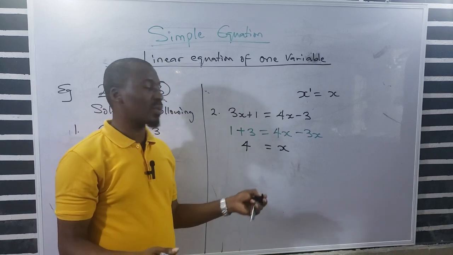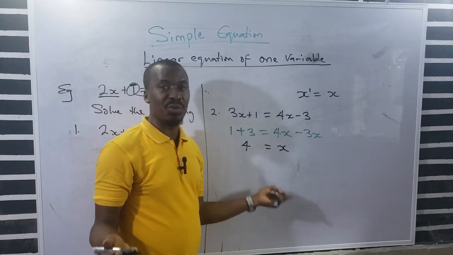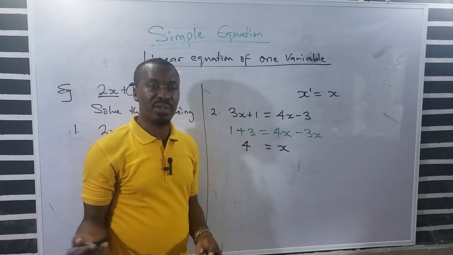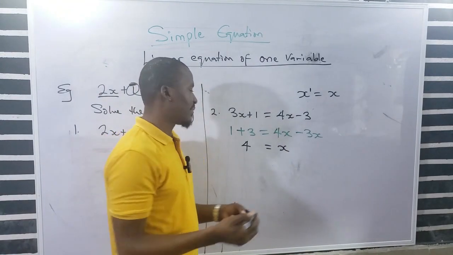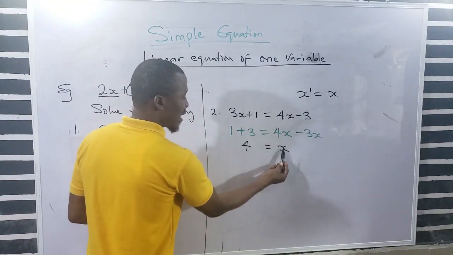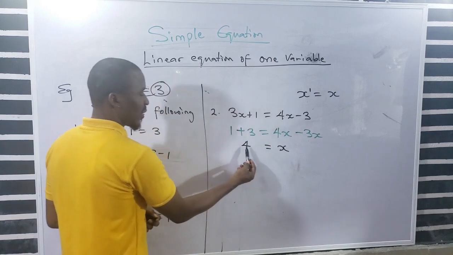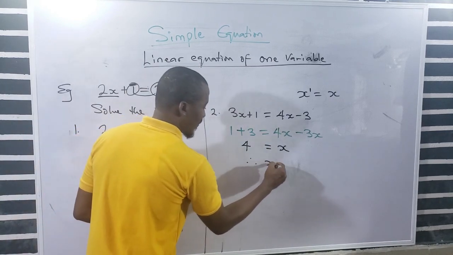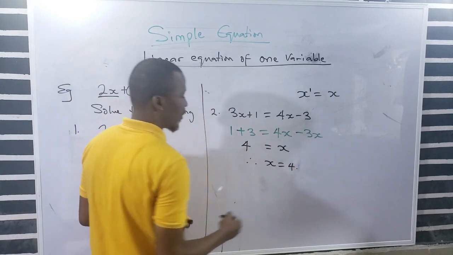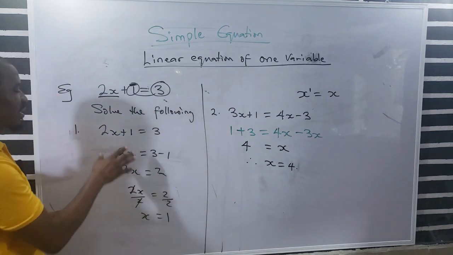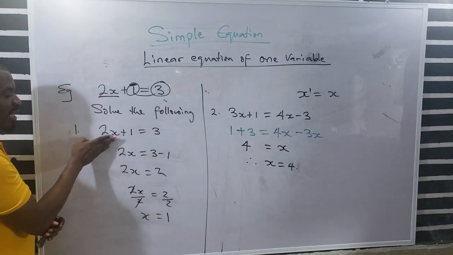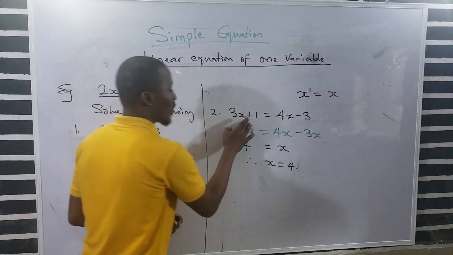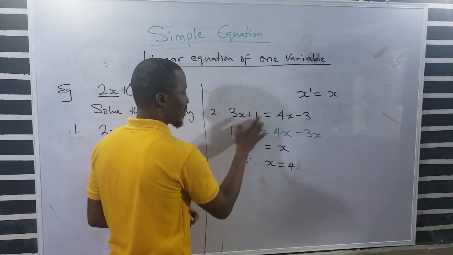And you know that the equality sign is a two-way thing. So you can move from left to right or from right to left. So with that, we can say that s is equal to 4. Therefore, s equals 4. Okay, so you can see that in this one, we have only one expression with s. In this one, we have two expressions with s.